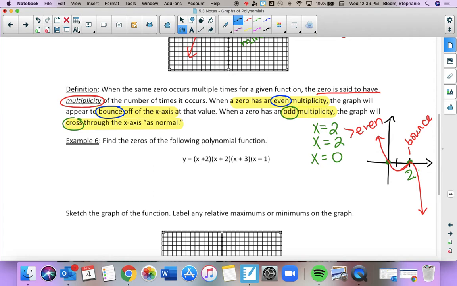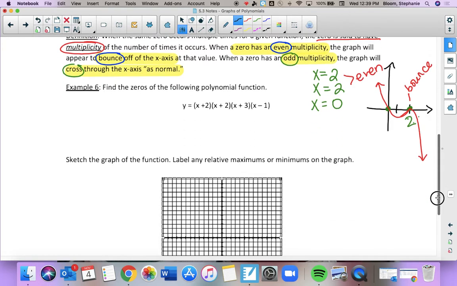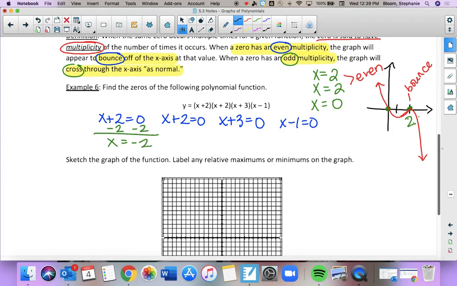Okay, so let's try that. At example 6, let's find the zeros of this function. So what do I do with all that in factored form? Set them equal to 0. So I have x plus 2 equals 0, x plus 2 equals 0, x plus 3 equals 0, and x minus 1 equals 0. And we're going to solve all of those. So you guys go ahead and do that.